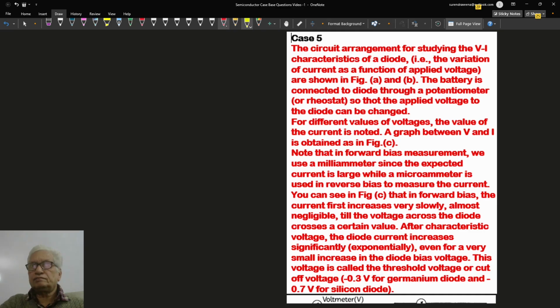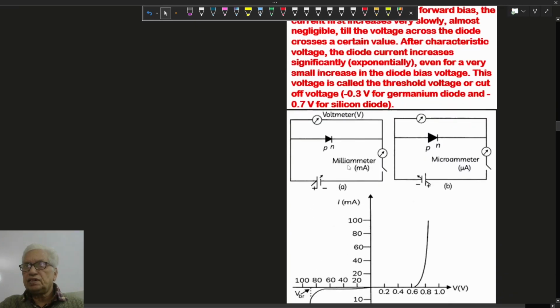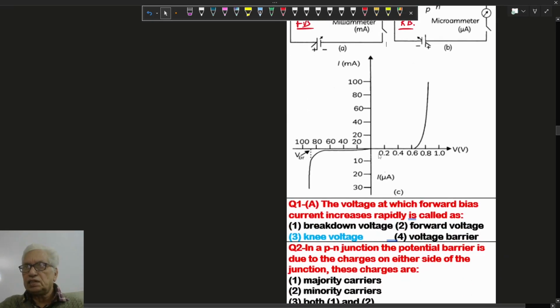Question 5. Here this is the arrangement for studying the VI characteristic curves, figure A and B. Figure A is what? Forward biasing. Positive is connected to P region, negative to N region, and this is the opposite. So this is the reverse biasing. And graphs are plotted here like this in forward and reverse biasing. And this is the knee voltage here.